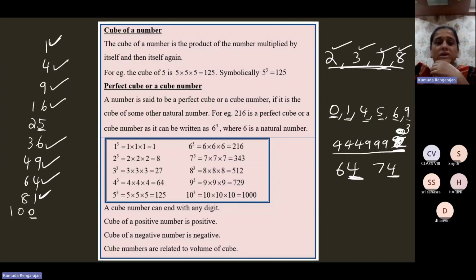Now, a perfect cube can end with any digit from 0 to 9. So just by looking at the number, you cannot say. Just by looking at the units place of the given number, we cannot say if it is a perfect cube or not, like in the case of a square number. That's a difference.